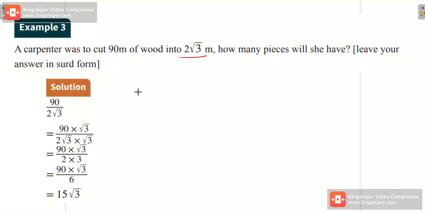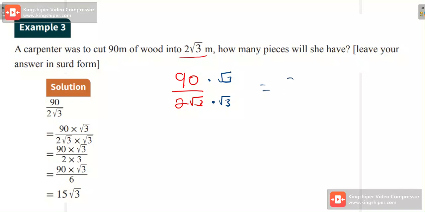But this time, the carpenter wants to cut the 90 meters of wood into 2 root of 3 meters. So the same thing happens. Out of the 90 meters, we are going to divide by 2 root of 3. So we still have a set here where the denominator is in an irrational form. So what do we do to rationalize? Multiply here by the conjugate. But remember that the conjugate of 2 root of 3 is only root of 3. Then you do the same thing to the numerator.